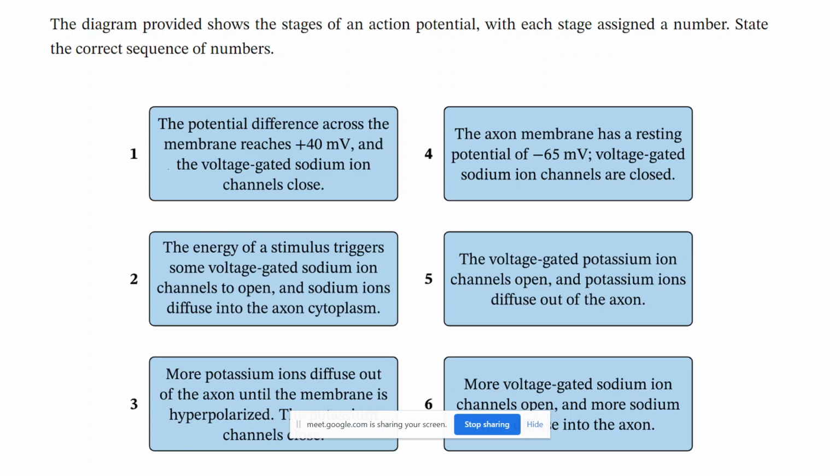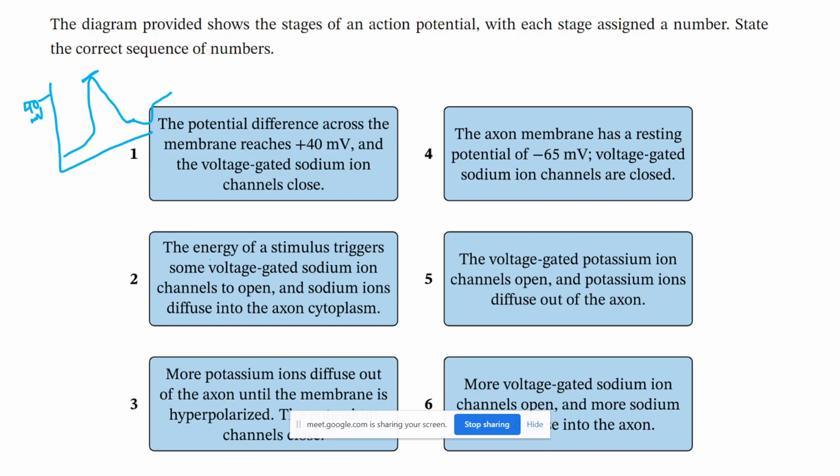I'll just read out the statements. The potential difference across the membrane reaches plus 40 millivolt, and the voltage gated sodium ion channels close. So this is not going to be the first stage, right? I hope you remember the graph I just discussed. Here it's going to reach 40 millivolt, but this is not the first stage, right?